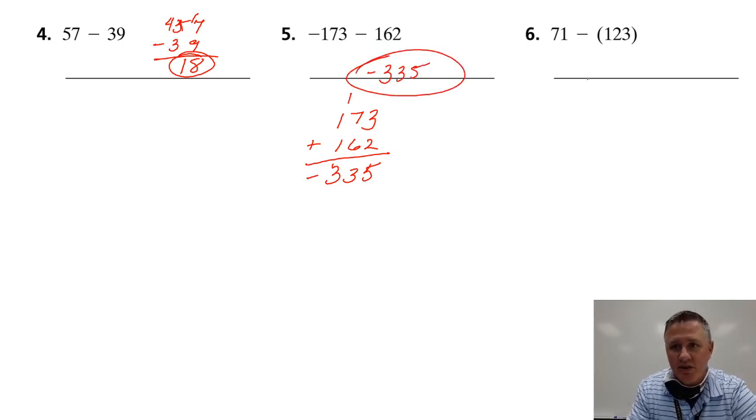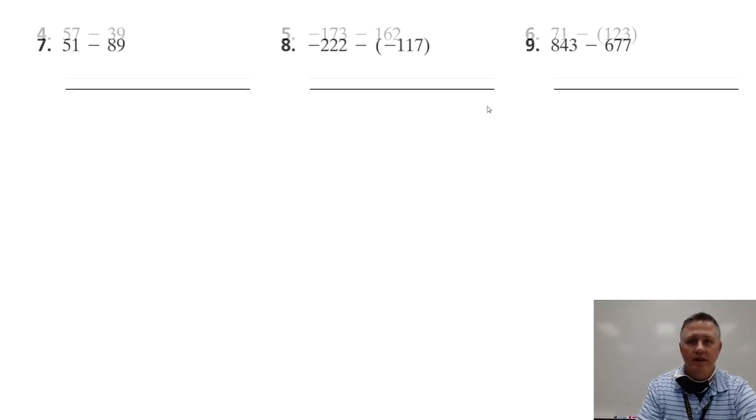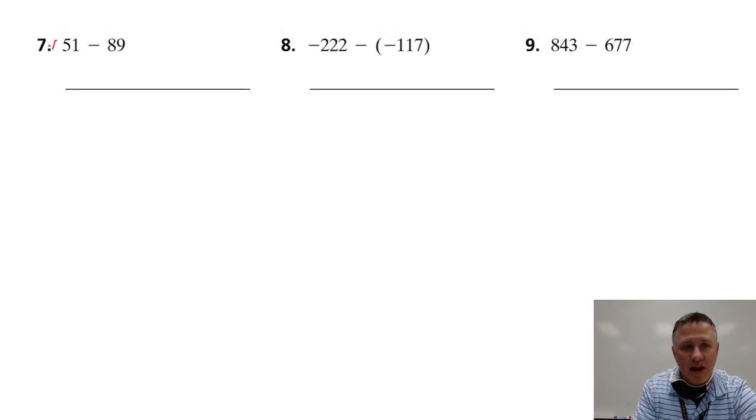These parentheses really aren't doing anything. It's 71 minus 123. So I have 71 positives. I have 123 negatives. You look at it like that. When the signs are different, what do you do? You subtract. 123 minus 71. You get 2, 12, and you get 52 negatives. Okay, so negative 52.